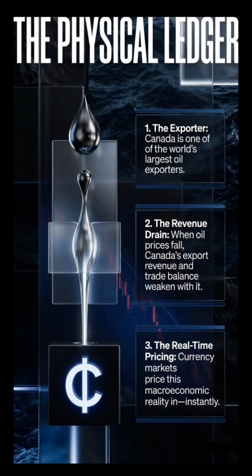The economic logic starts with the physical side of the market. Canada is one of the world's largest oil exporters. When oil prices fall, the value of those exports can fall as well, which can put pressure on export revenue and the trade balance. Currency markets can price that changing economic picture very quickly, sometimes before the story becomes obvious in the headlines. That's why watching the underlying commodity can give you useful context for, in this case, the Canadian dollar.